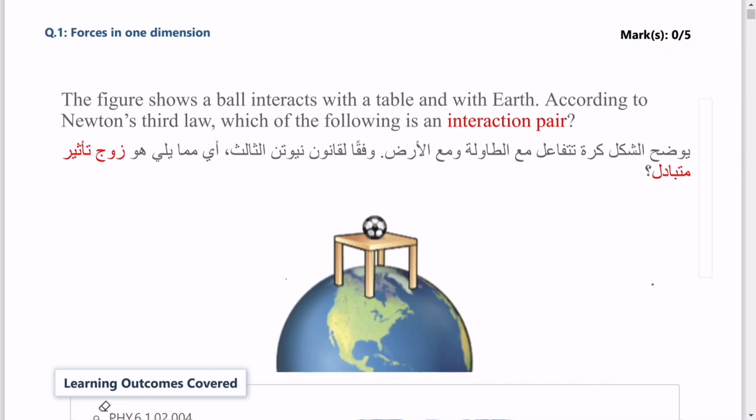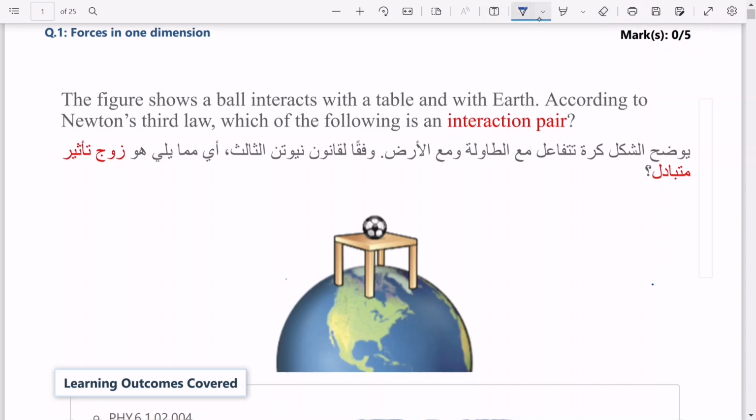In this video, we are discussing the physics examination for grade 10 general, term 2, 2022. This is the first question. The figure shows a ball interacts with a table and with Earth. According to Newton's third law, which of the following is an interaction pair? Interaction pair means action and reaction.